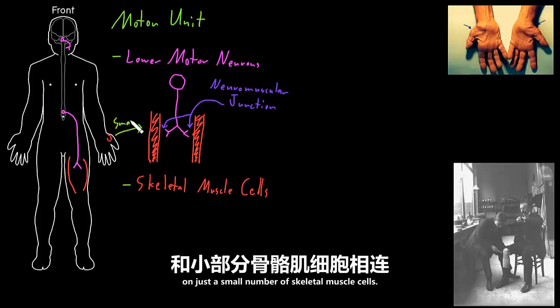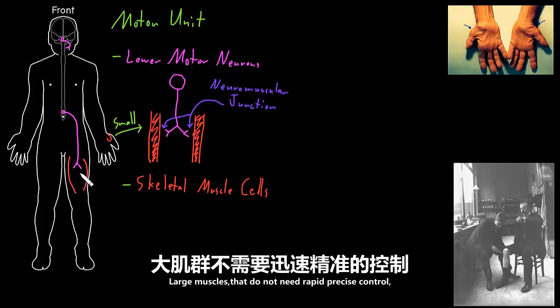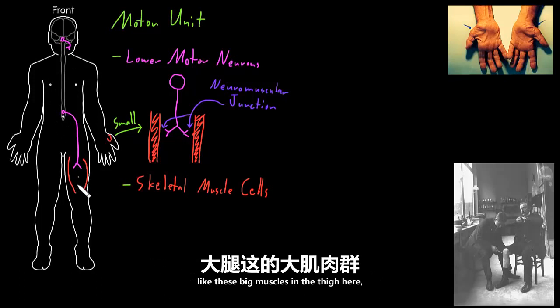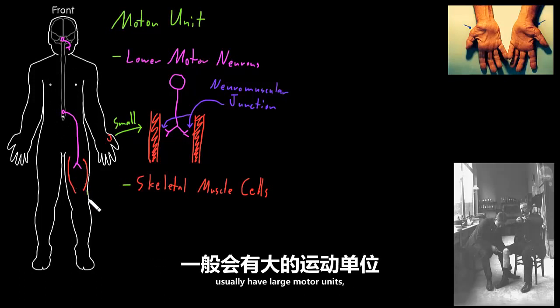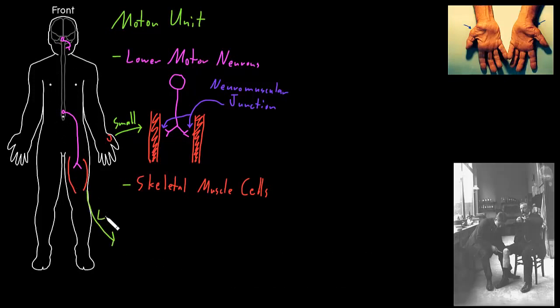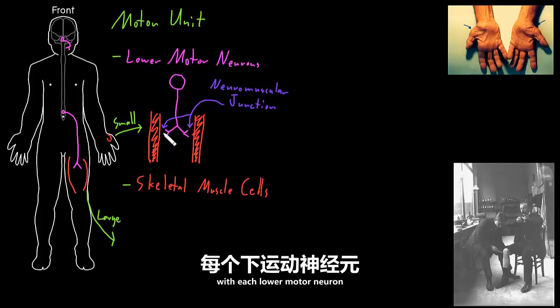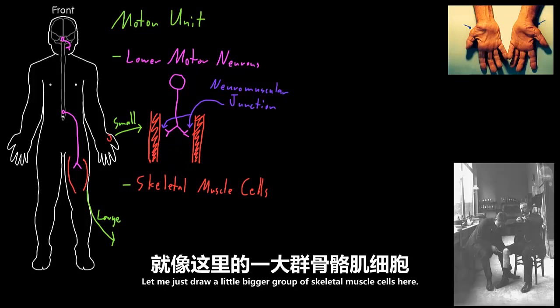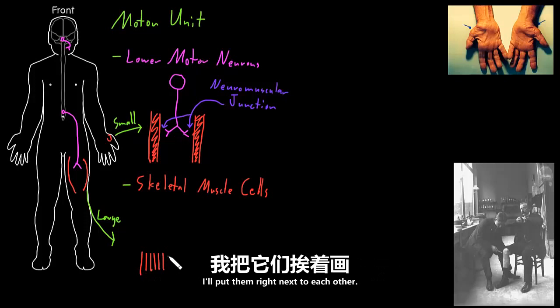Large muscles that do not need rapid, precise control, like those muscles in the trunk and those muscles in the limbs, like these big muscles in the thigh here, usually have large motor units, with each lower motor neuron synapsing on a large number of skeletal muscle cells. So let me just draw a little bigger group of skeletal muscle cells here. I'll put them right next to each other.